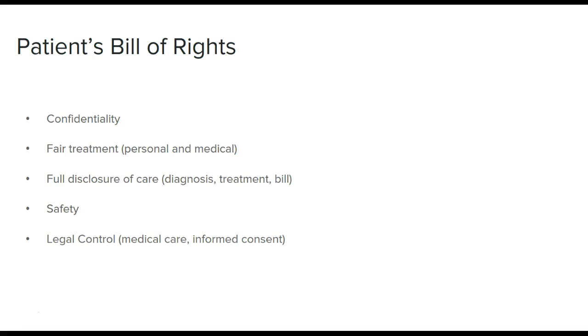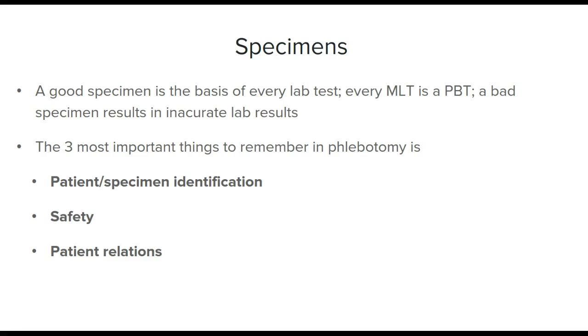Safety and legal control. You make sure that you have consent when you're going to do phlebotomies. Specimens. A good specimen is the basis of every test. If we don't have a good specimen, our test may not be accurate. Every MLT is a phlebotomist, so don't feel like just because you're a tech, you're through with phlebotomy. You may have to stick again after you get through with school, but every MLT has to learn how to do it. Bad specimens can result in inaccurate results.